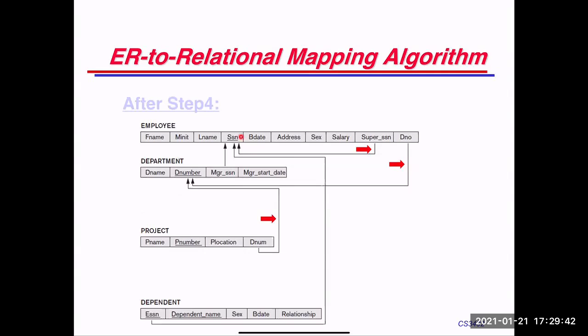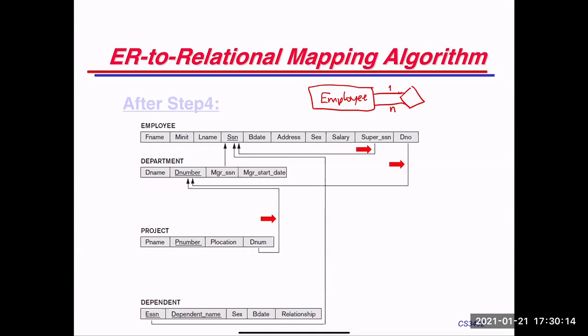Here you can see what we get for mapping this supervision relationship. If you remember, supervision was a recursive relationship. So it was between employee, all right, and this was a 1 to n relationship.